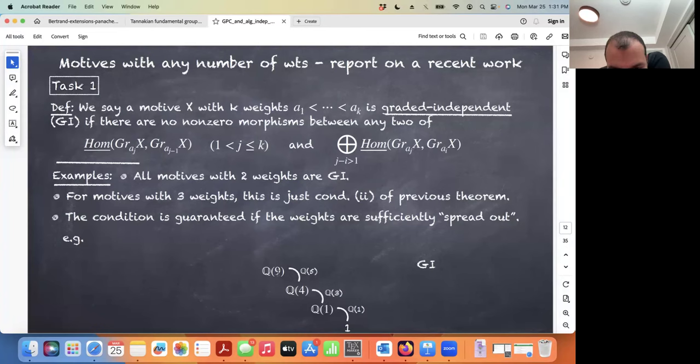But for now, the way to think about this is that these ones, Q1, Q4, Q9, those are my graded pieces. Okay, so these diagonal ones are my graded pieces. And here I've marked these internal Homs between the consecutive graded pieces. So here a Q1, this is a Q3, and then this one would be Q5. Now, if my graded pieces are these four, then my object will be graded independent. Because, okay, so no two of these, there's no non-zero maps between them.